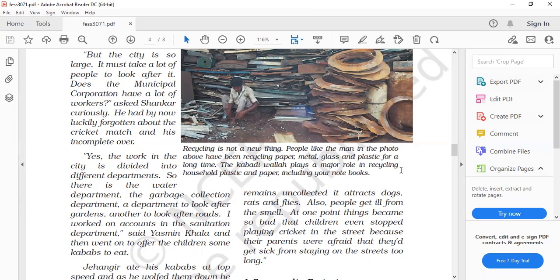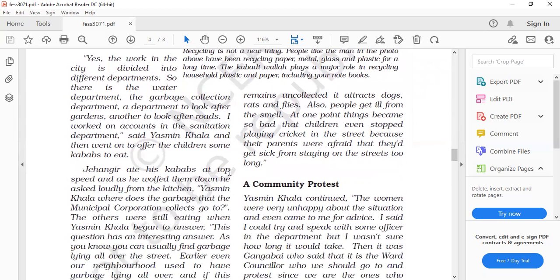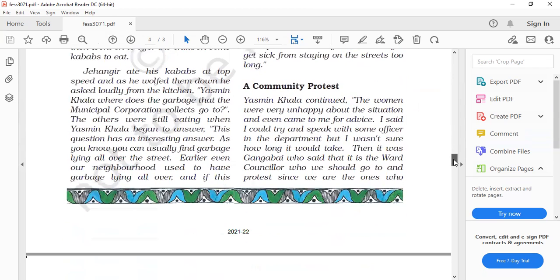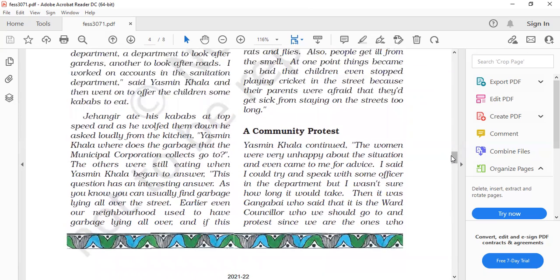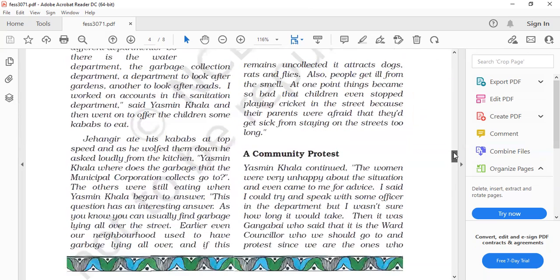Okay, then again the next question comes. You can see this paragraph, you can read "the garbage was lying". If you read the textbook carefully, you can understand that earlier even the neighborhood used to have garbage lying all over, and the rats and flies also attract dogs, and people get ill from the smell. At one point things became so bad, so these are the reasons why a community protested.